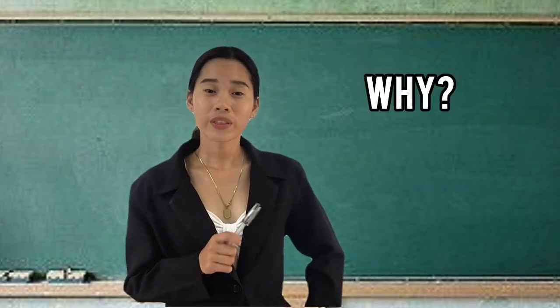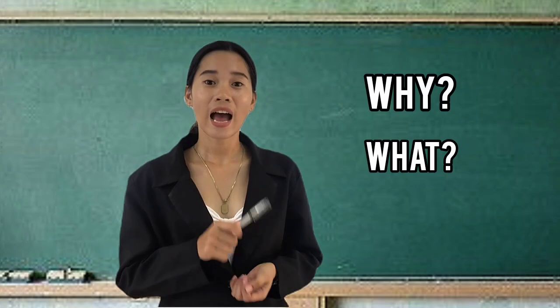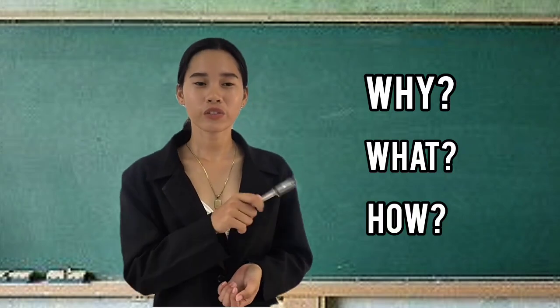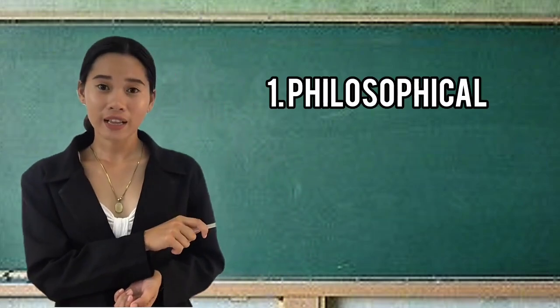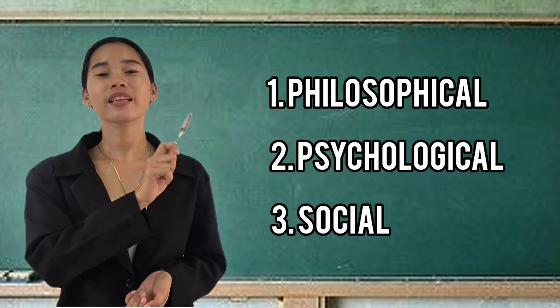Foundations guide why we teach, what we teach, and how we teach. Three main foundations are philosophical, psychological, and social. Philosophical foundation means beliefs guide the curriculum. Example, if a school values creativity, include art, music, or open-ended projects. If a school values discipline, lessons are structured, with strict schedules and tests.